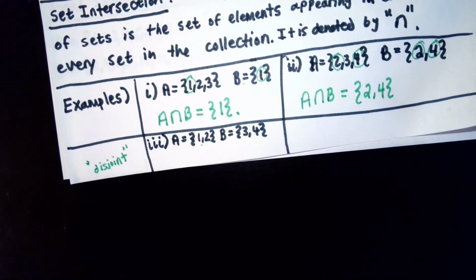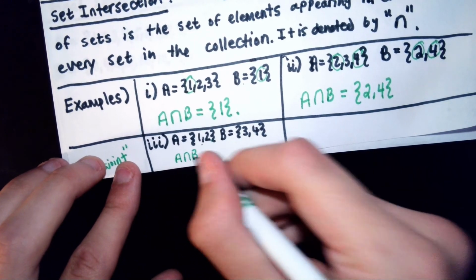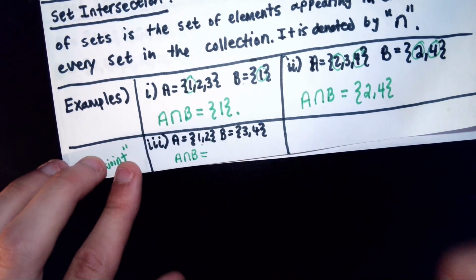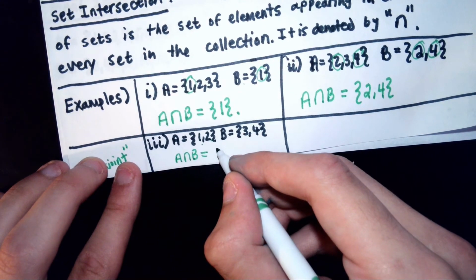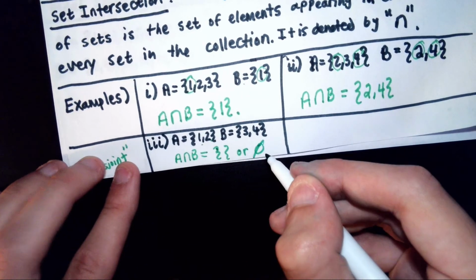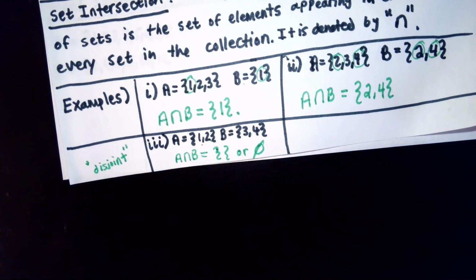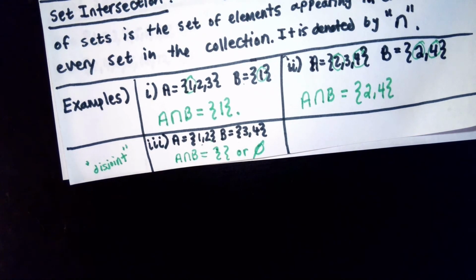Notice that they don't have anything in common, right? So that would mean that A intersect B, because they have nothing in common, is just the empty set. I'll denote it both ways. Because there's nothing in common between them, this set must be empty.